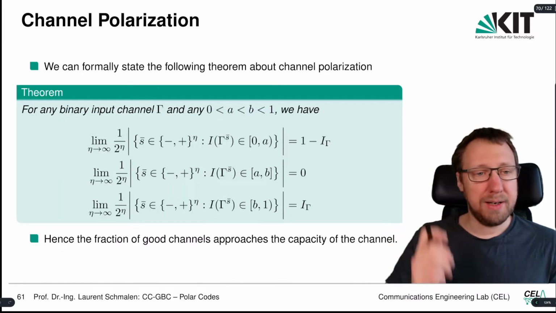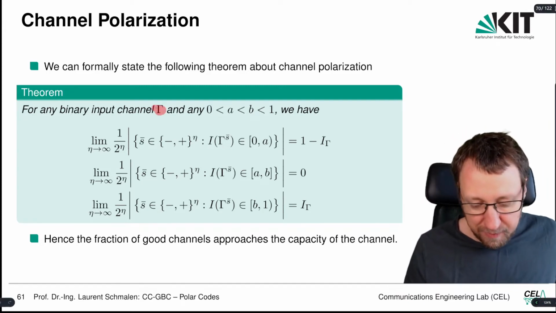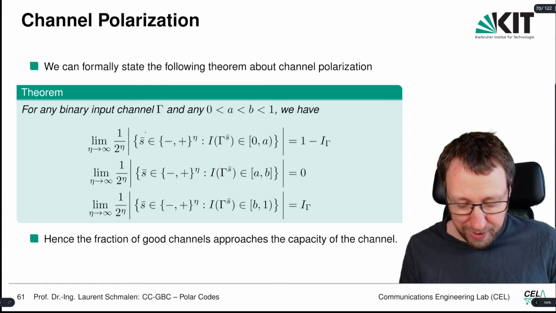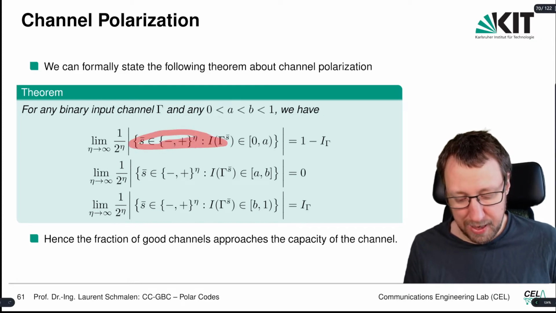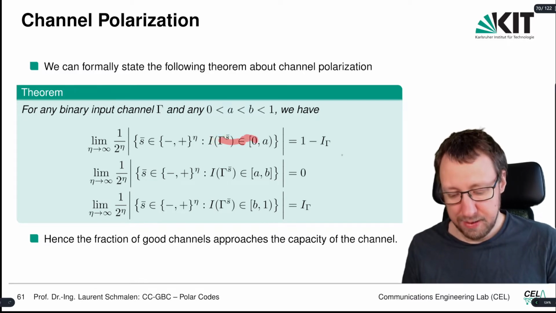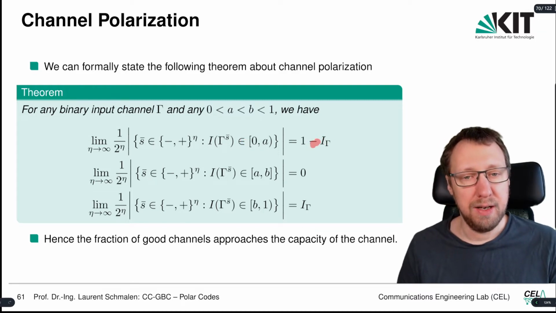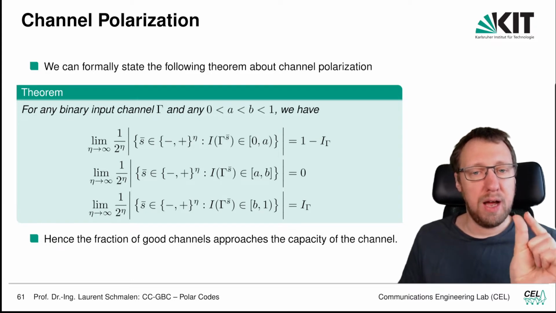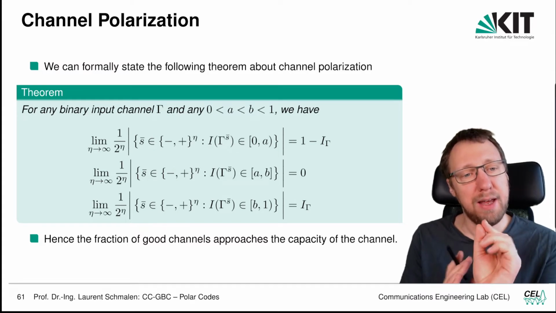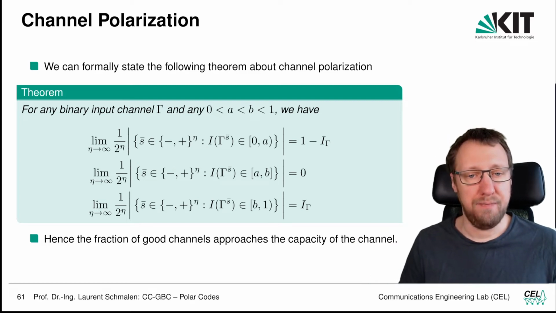So the formal theorem is the following. For any binary input channel gamma, and any a and b between 0 and 1, we look at the fraction of channels whose I of gamma is between 0 and a. We can make a very small, very close to 0. If eta becomes very large, this fraction approaches 1 minus the capacity of the original channel.